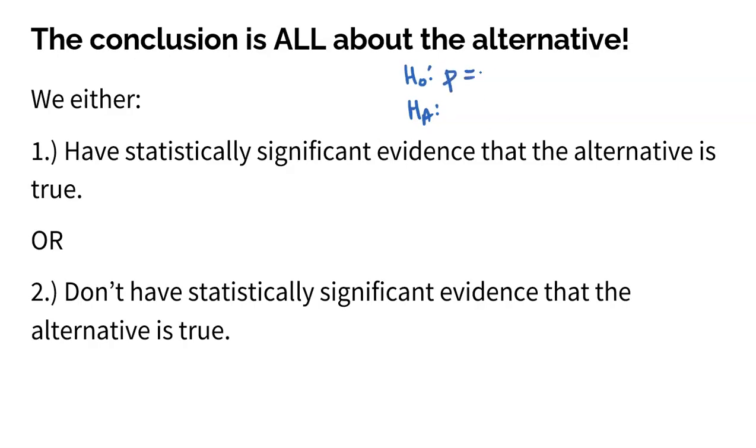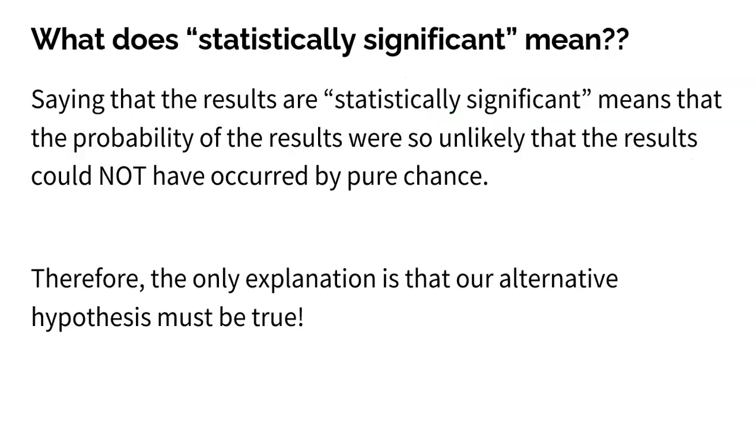So maybe your null is that the true proportion is 10%, and the alternative is that you believe it's actually greater than 10%. Now, you wouldn't even be doing this if you didn't actually believe that the alternative was correct. So the conclusion needs to be all about the alternative. You're either going to claim you have statistically significant evidence that the alternative is true, or that you don't have statistically significant evidence that the alternative is true. Your conclusion is never about the null. Keep that in mind.